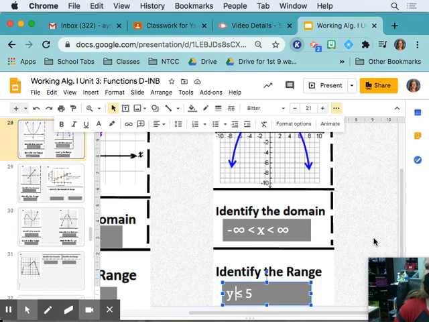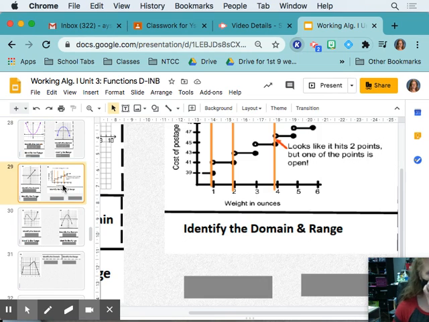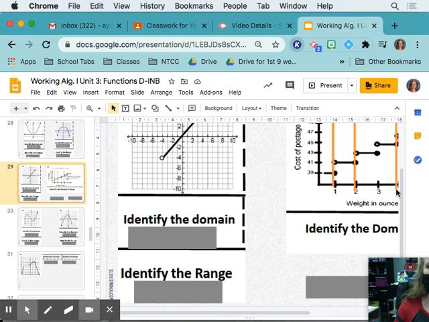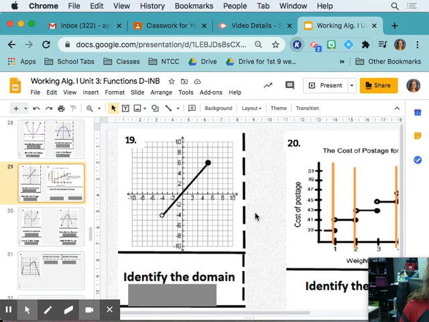Okay, are you all caught up? Yes. All right, go to slide 29 now. Let's look at 19. Identify the domain. So domain is what values? X. So we start on the x-axis and we start at the origin and we go left. You always do left and right first for domain. So how far left will it go? Negative 4. How far right will it go? Positive 5.